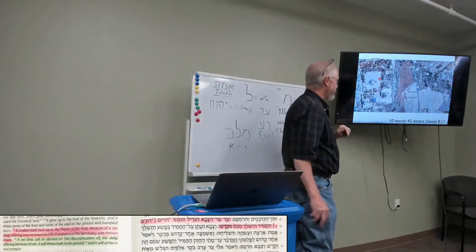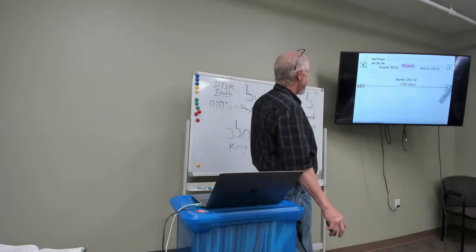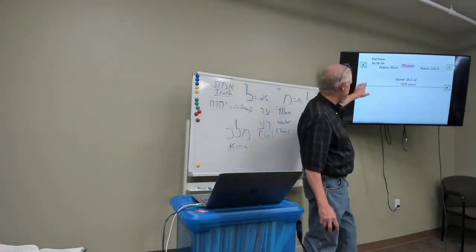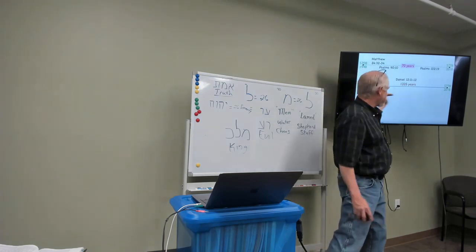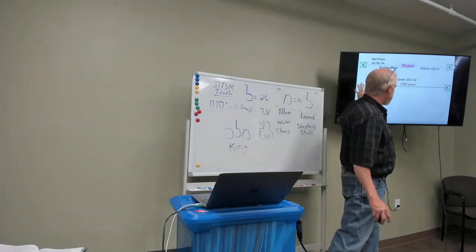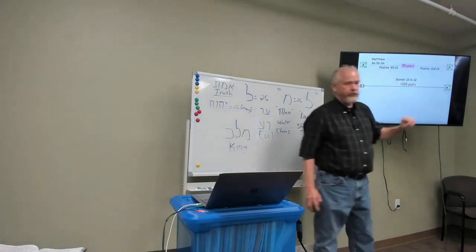It just matched with it. Okay? So now, that was done. Now we're going to go from this daily offering was put in place, or was stopped, and then we're going to go to the detestable thing that should appall you. So we go 1,290 years.